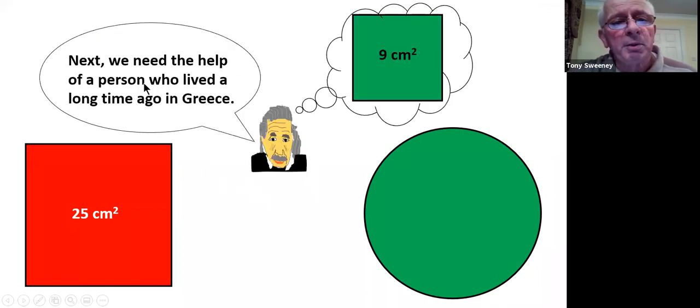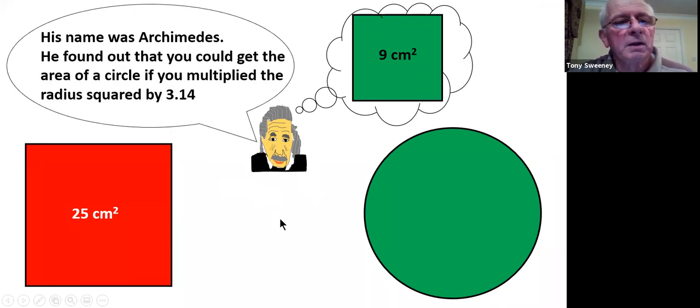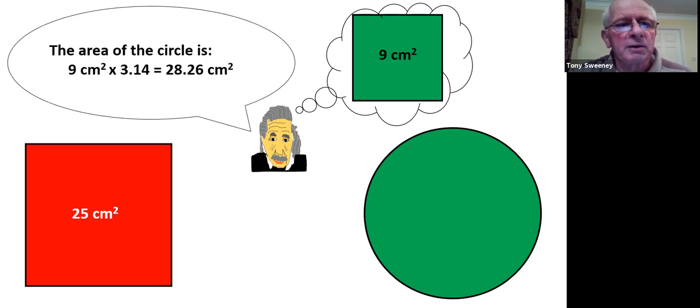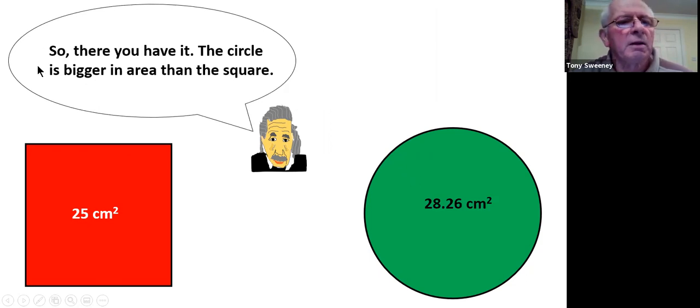Next, we need the help of a person who lived a long time ago in Greece. His name was Archimedes. He found out that you could get the area of a circle if you multiplied the radius squared by 3.14. So the area of the circle is 9 centimeters squared multiplied by 3.14, which is equal to 28.26 centimeters squared. There it is. So there you have it. The circle is bigger in area than the square.